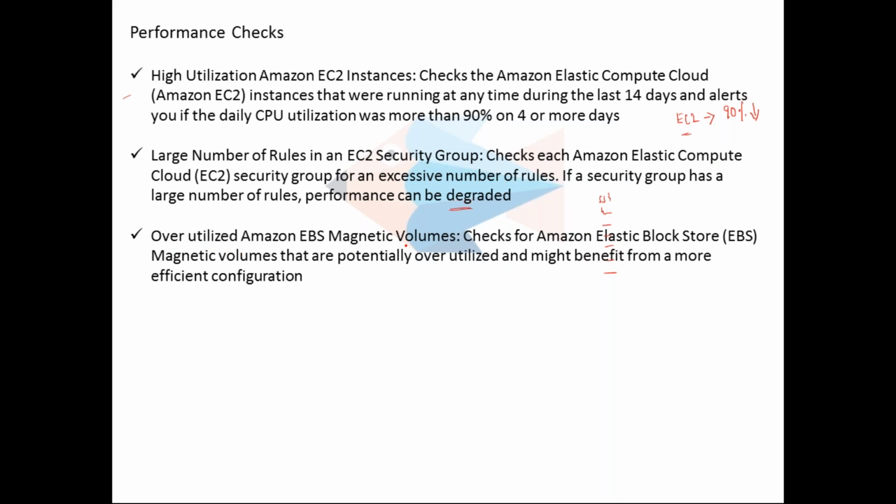Overutilized EBS magnetic volumes. So you have created a volume, but that is magnetic type. But you are actually utilizing these magnetic volumes a lot. Then AWS would recommend to create an EBS volume, either SSD or HTTP. Okay, so to get a good benefit from them.